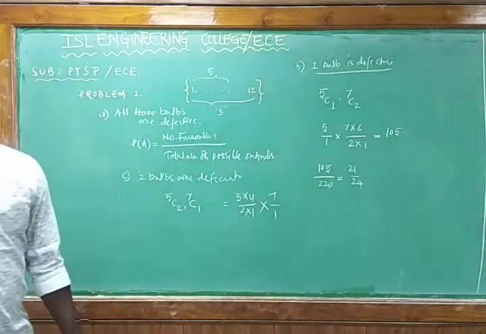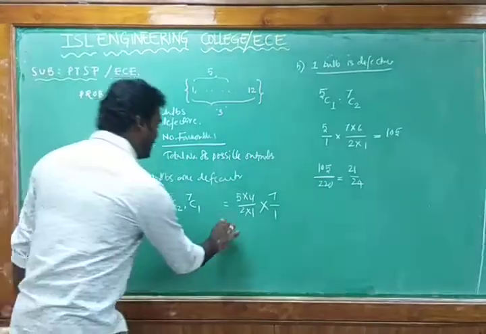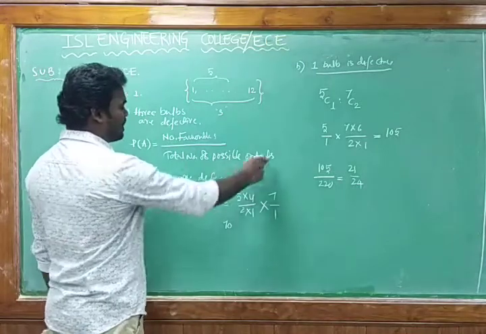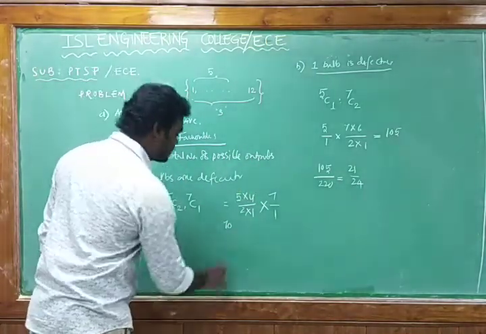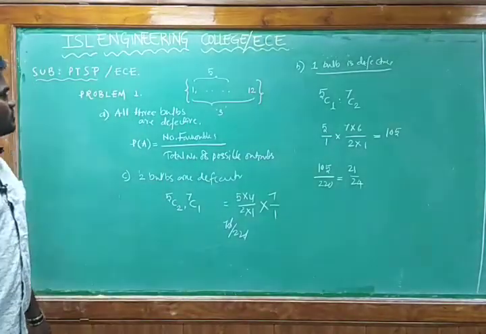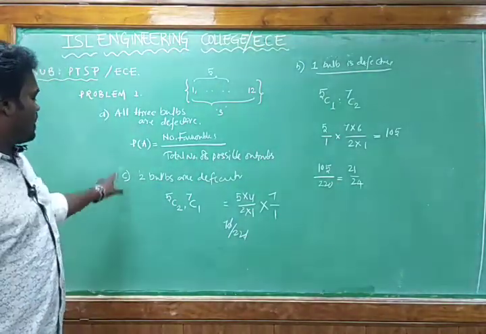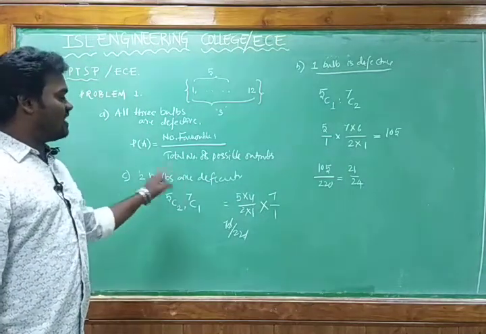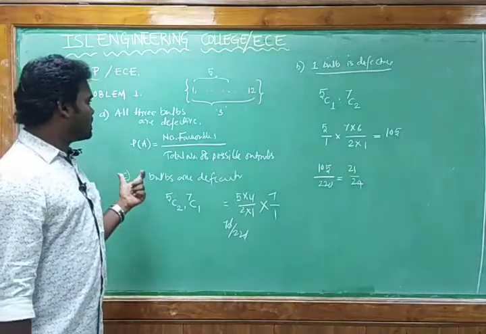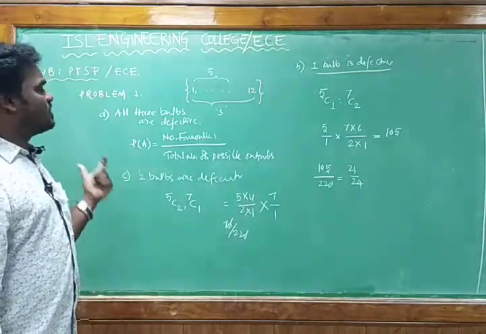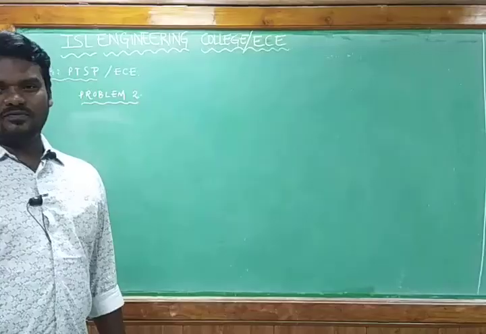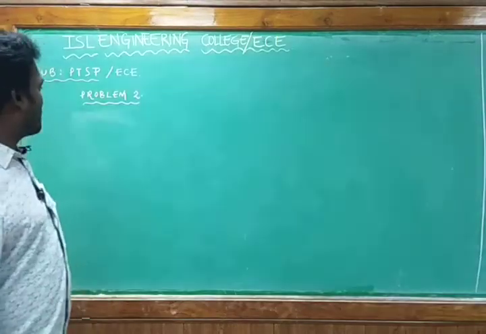If you simplify this, you get 70, which is the number of favorable cases, and the total number of possible cases remains the same, 220. So 70 by 220 gives 7 by 22. That means that is the probability of getting 2 bulbs defective if you choose 3 bulbs from the 12 bulbs, in which 5 bulbs are defective. Then problem 1 is completed.